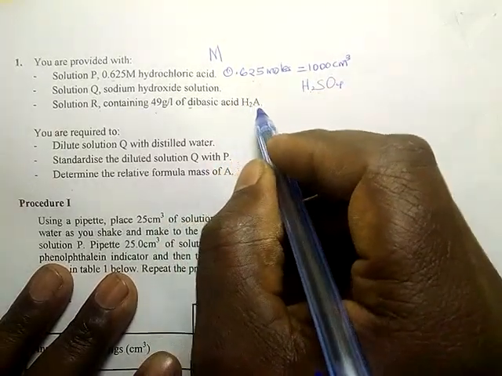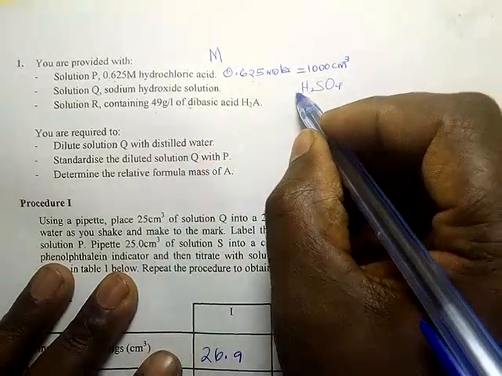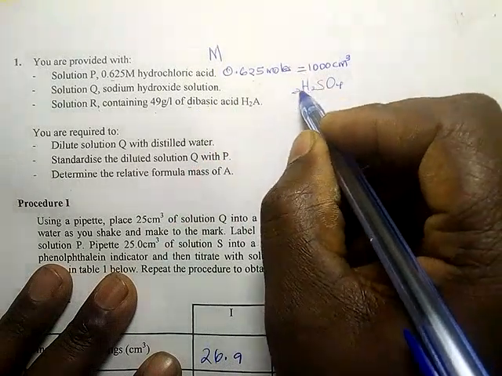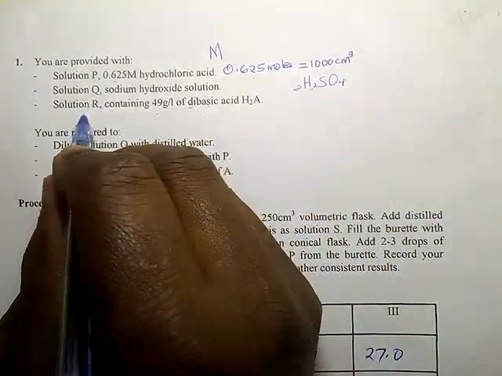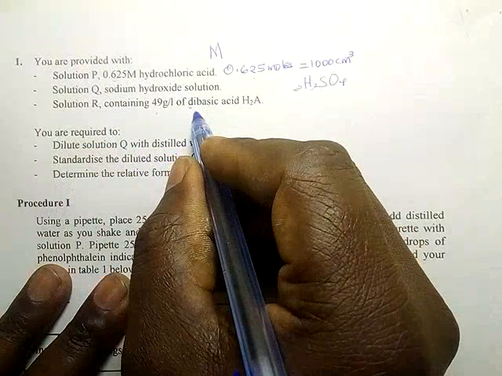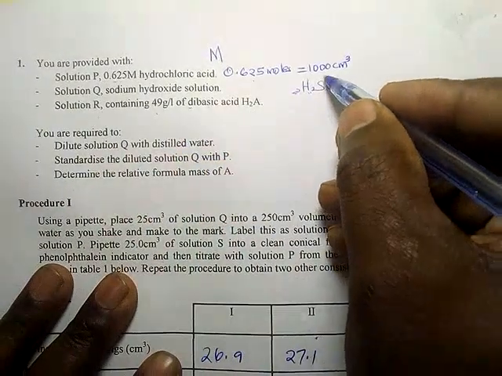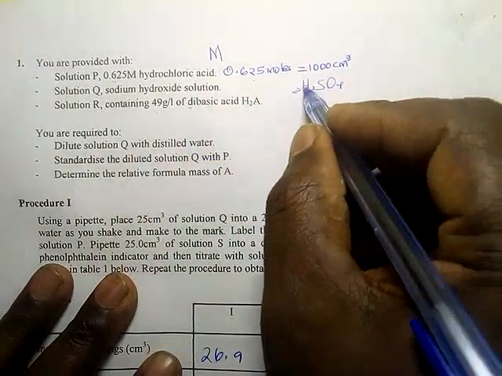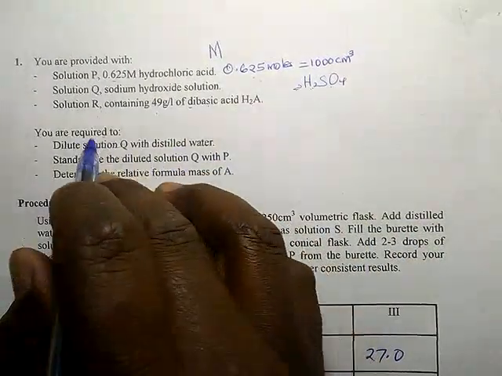Sasa an example of a diabasic acid ni hii. Sulfuric acid iko na hydrogen 2. So this R is an acid which is an example of sulfuric acid. I'm not saying it is sulfuric acid, but I'm just using an example.